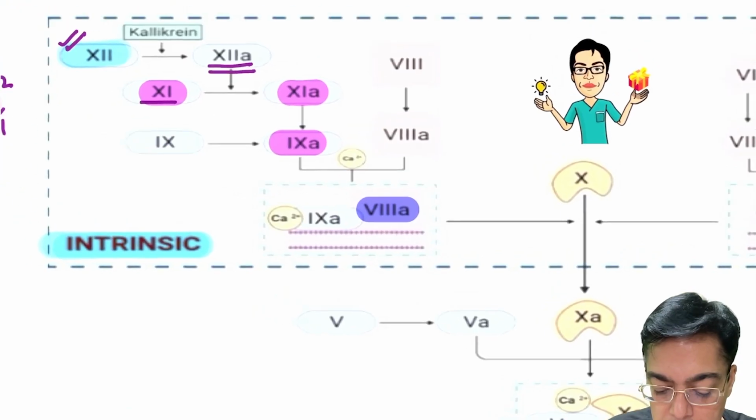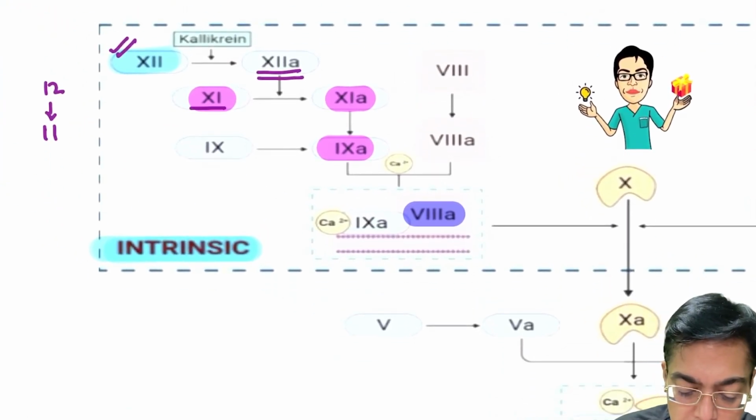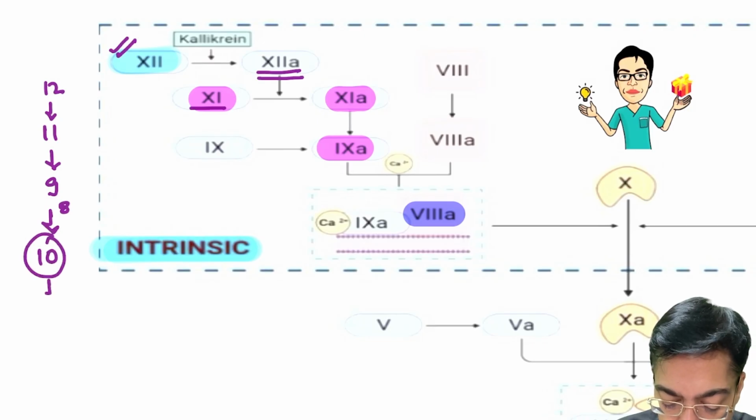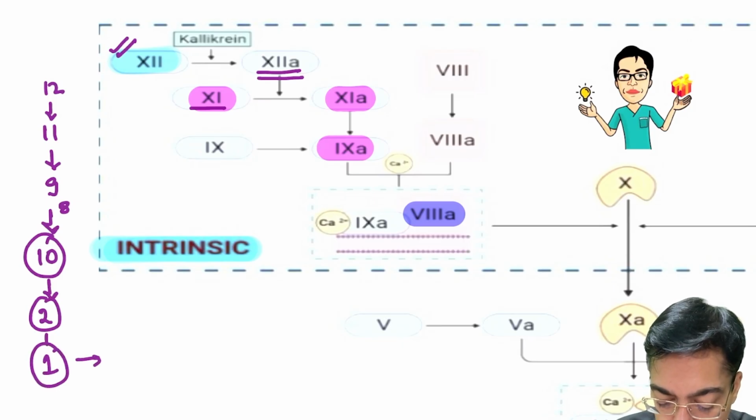So what do we learn in the intrinsic pathway? We learn that whenever there is an injury to the blood vessels, this is going to be responsible for causing activation of factor 12, then factor 11, then factor 9. Then with the help of factor 8, we are getting the activation of factor 10. After 10, we are getting the activation of factor 2. Then we are having the activation of factor 1. And ultimately, we are going to be having the formation of a strong clot in the presence of clotting factor number 13.